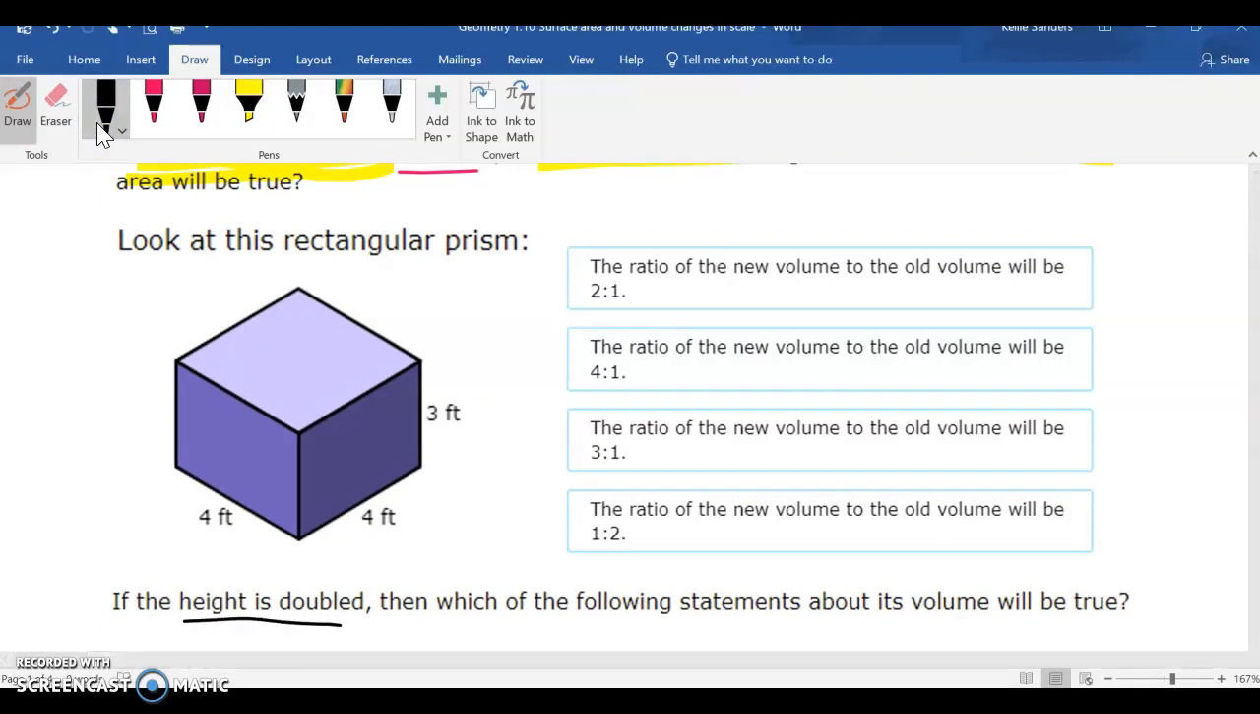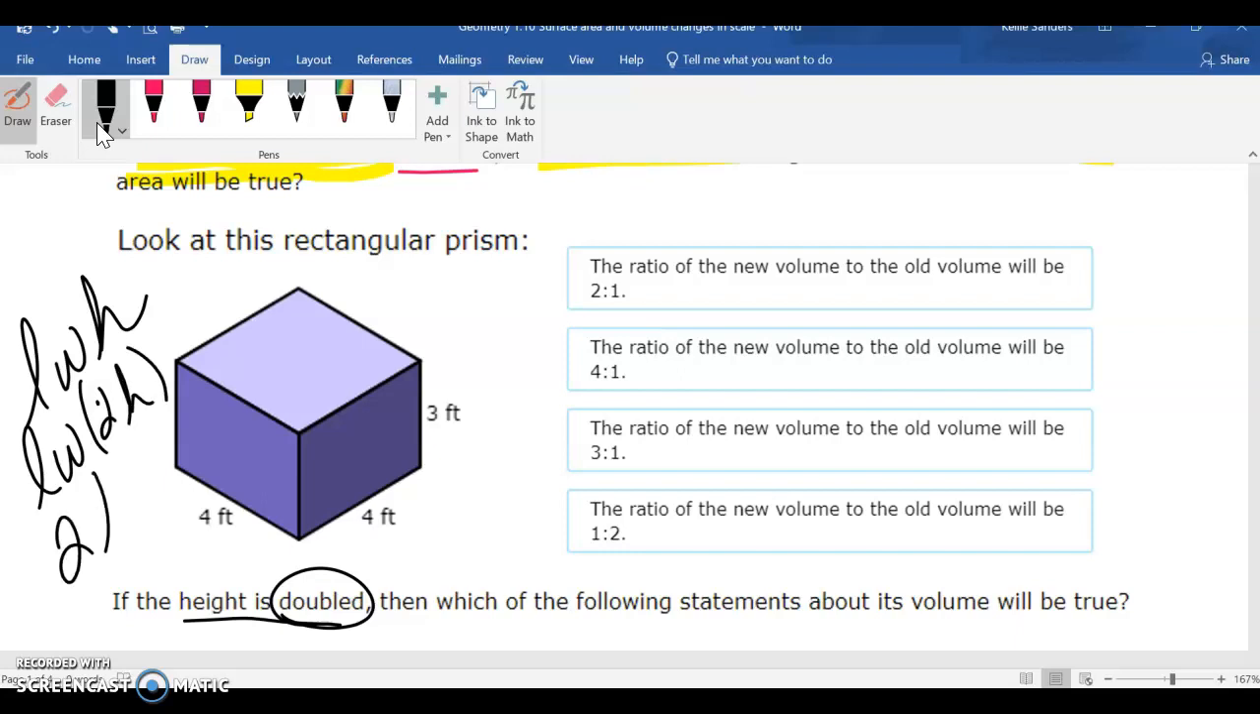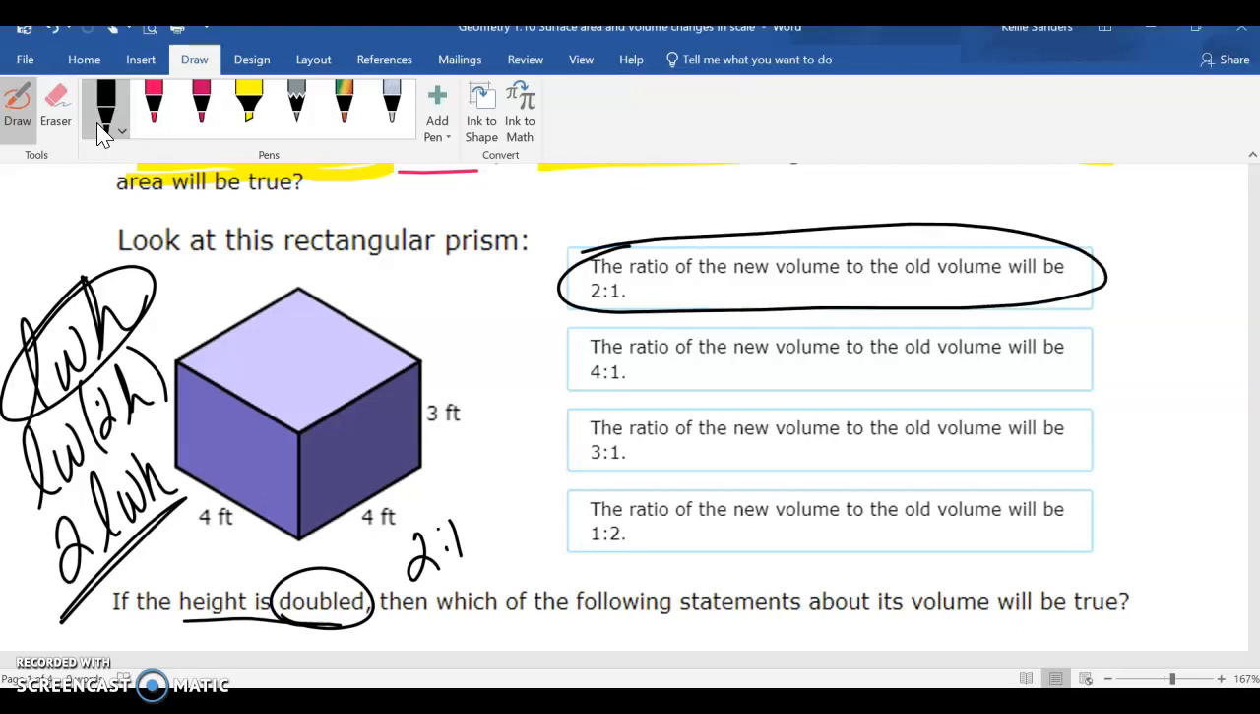When the height is doubled, which of the following statements is true about the volume? So volume is length times width times height, and if we're only doubling the height, that'd be length times width times 2h, which would be 2LWH, and this is twice as big as this, so it would be 2 to 1 from the new to the old. So the ratio of the new volume to the old volume is 2 to 1.